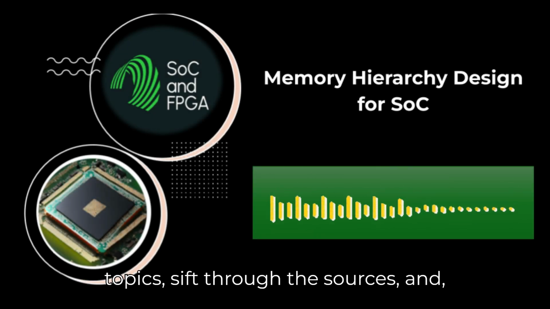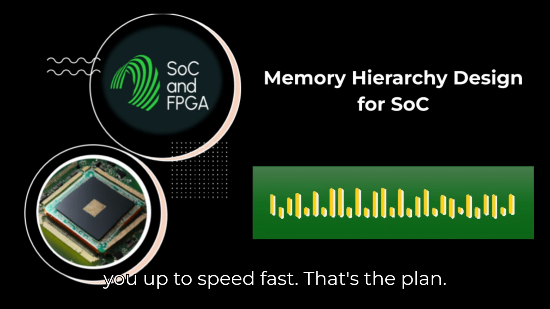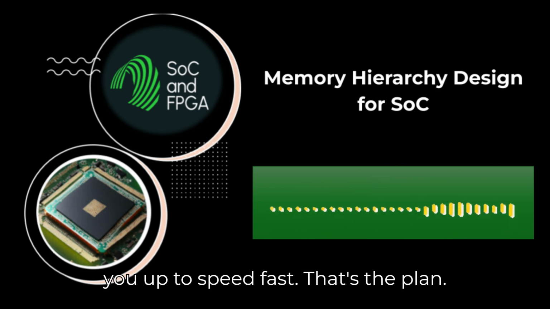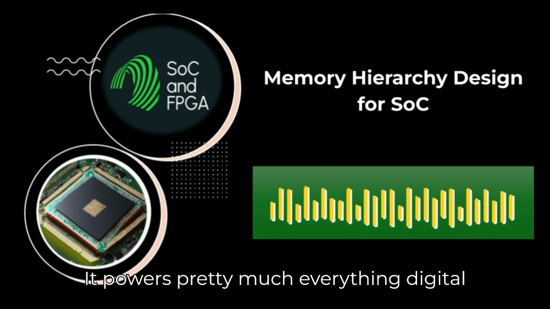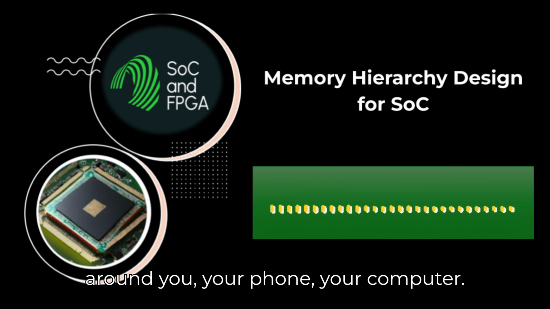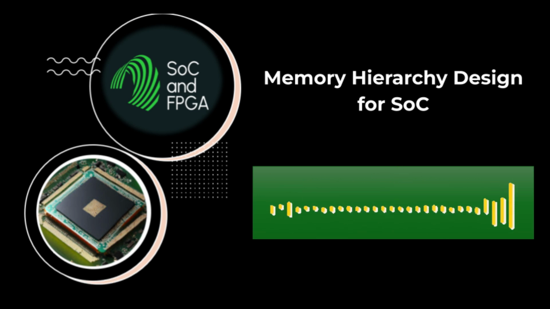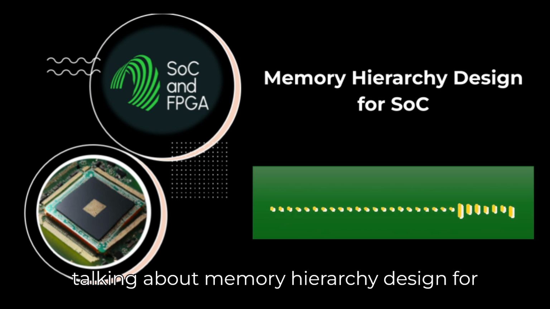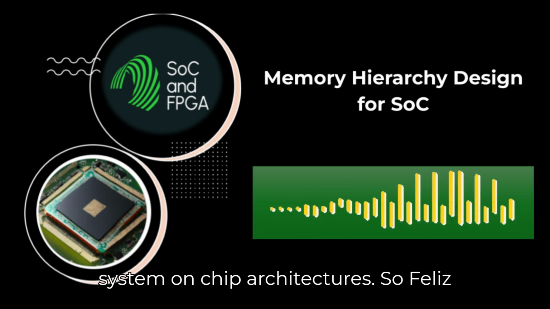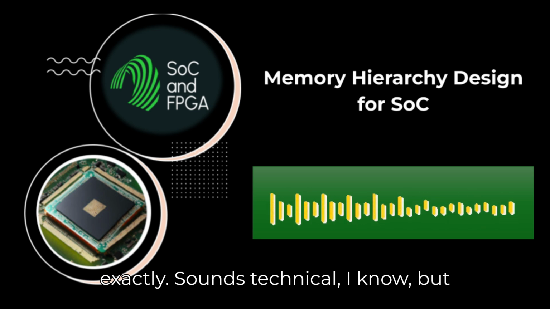We take complex topics, sift through the sources, and pull out the key insights to get you up to speed, fast. That's the plan. Today we're diving into something kind of invisible but absolutely essential. It powers pretty much everything digital around you, your phone, your computer, even the AI making headlines. We're talking about memory hierarchy design for system-on-chip architectures, so SoCs. Exactly. Sounds technical, I know, but stick with us.